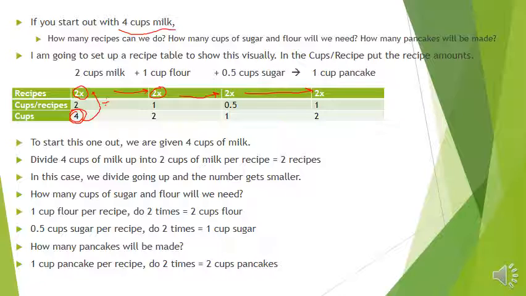So how much of everything else do I need? If I can do the recipe 2 times, every time I do it, I need 1. So 1 2 times is 2. Same thing here. I do 0.5 2 times, 1, and then 1. All right, so the key is that you have to figure out the number of recipes. And the way to figure out the number of recipes is you divide by the cups per recipe. What you're doing is you're dividing the cups into their amount of recipes.